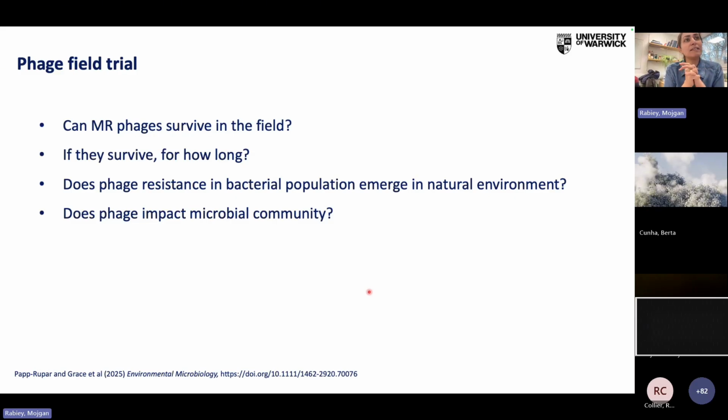So we did the first ever UK phage trial in a cherry orchard, where we had a list of questions that we wanted to understand. For example, could MR phages survive in the field? If they survive, for how long? Would phage resistance emerge in the bacterial population? Does phage impact the microbial community, and so on and so forth?